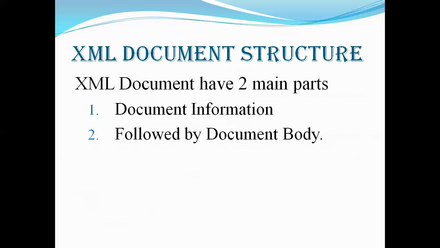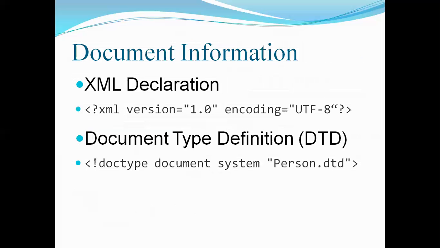The XML document consists of many parts, but it has two main parts: the document information followed by the document body. Let me tell you what we mean by the document information. Just look at that. The document information mainly consists of four things: the XML declaration, the document type definition (DTD), the comment line, as well as the styling and processing instructions.